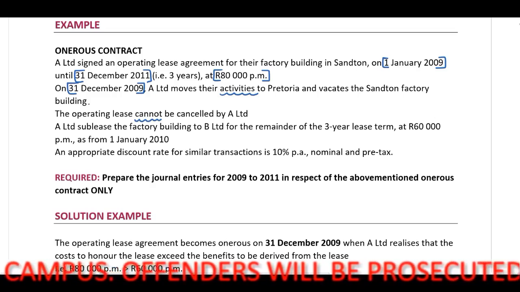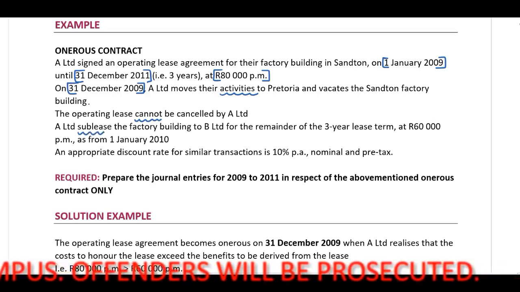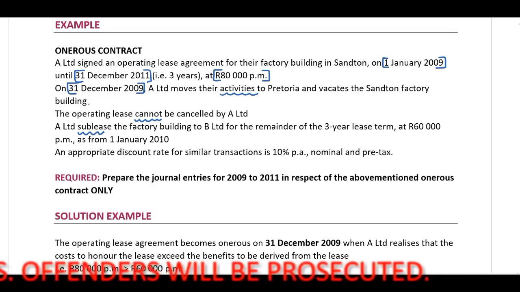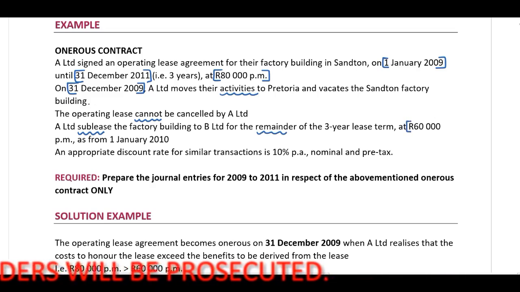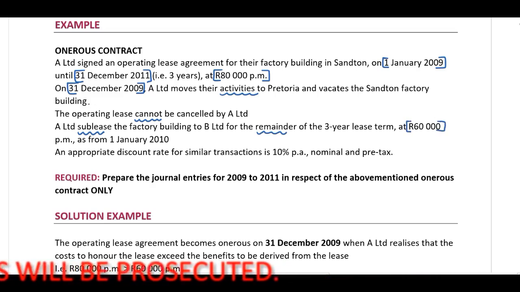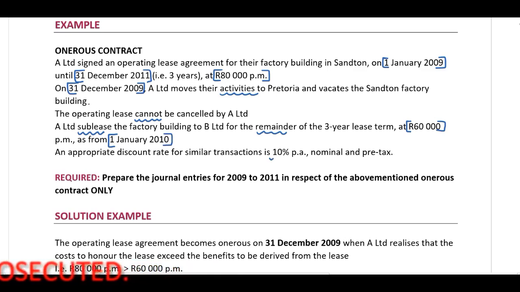A Limited subleases the factory building to B Limited for the remainder of the three-year lease term at 60,000 Rand per month as from 1 January 2010. An appropriate discount rate for similar transactions is 10% per annum, nominal and pre-tax. Prepare the journal entries for 2009 to 2011 in respect of the above mentioned onerous contract.